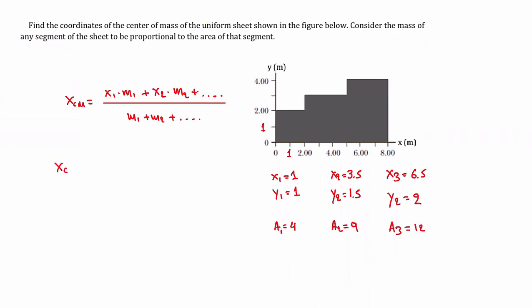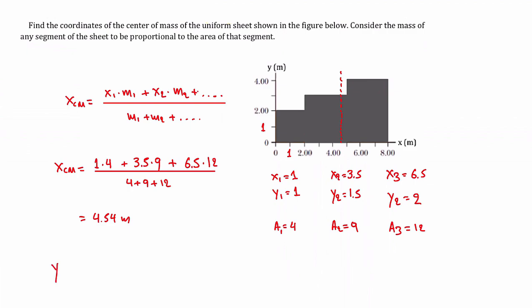So by applying the x position of the center of mass, we have x1 times m1, which is 4, plus x2 times m2, which is proportional to 9, plus x3 times m3, that is proportional to 12, divided by the total mass, which is 4 plus 9 plus 12, and we're going to find the value approximately 4.54 meters. So the location of the center of mass is somewhere on this line, 4.54 meters.